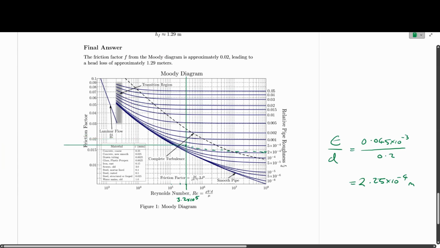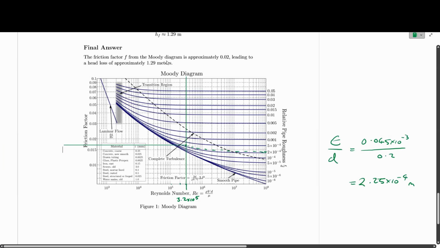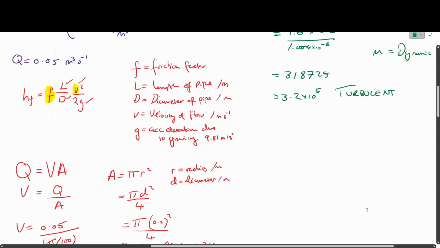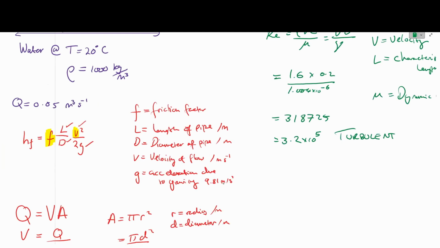It's not vital that you get this bang on. What's more important is that you are demonstrating how you've done it. Now, in this example, they've approximated the friction factor to be 0.02. Our value is going to be a bit less than that, at about 0.0175 by my estimation. So we go back to our calculations, and we have now got our friction factor.